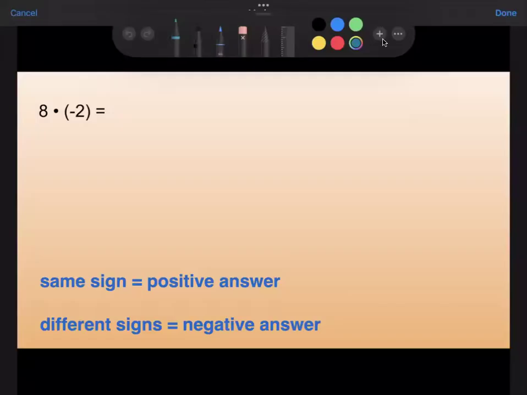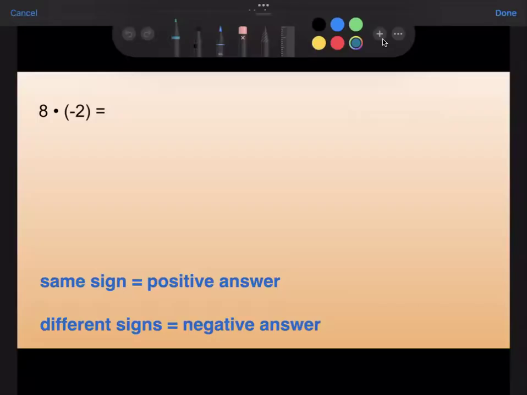Okay, here is our first example. We're going to be doing 8 times -2. So before we start, let's go ahead and go over the rules for multiplying and dividing integers, which are the same for both operations. If you have two numbers that have the same sign, whether that's two positive numbers or two negative numbers, your answer is going to be positive. If you have two numbers with different signs, where one is negative and one is positive, and it could be the other way around, your answer is going to be negative.